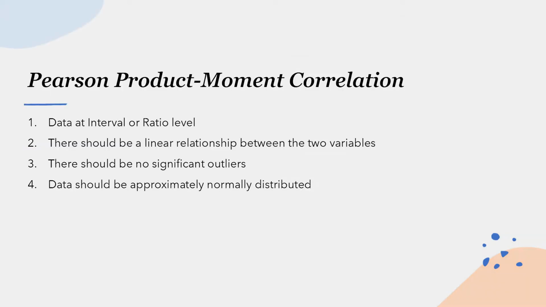Pearson product moment correlation is a test we use if the data is at the interval or ratio level and there should be a linear relationship between two variables. It means that if one increases, then the other should also increase and vice versa. So if one variable decreases, the other should also decrease.